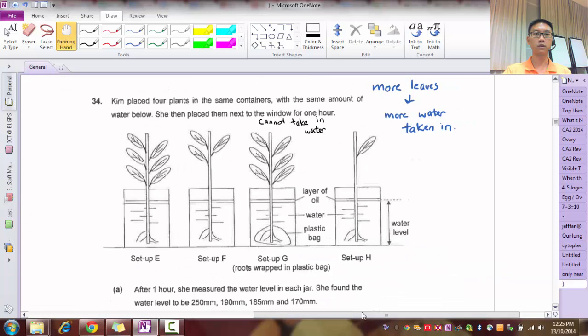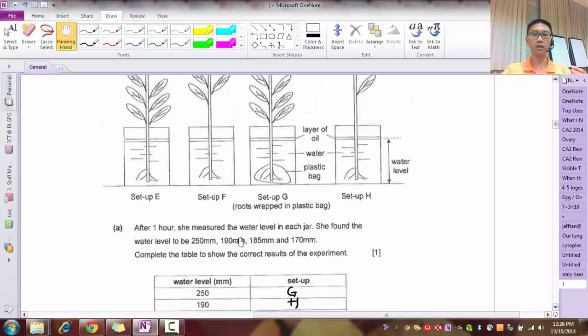34. So basically, what happens here? She placed 4 plants in the same container with the same amount of water. So the variables are the same container, same amount of water, next to the window for 1 hour. So same location. After 1 hour, she measured the water levels in each jar and found the water levels to be this much, and you're supposed to complete the table.